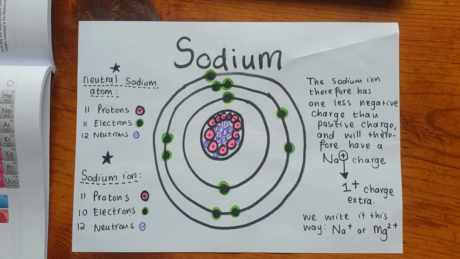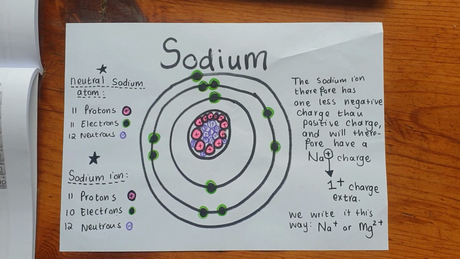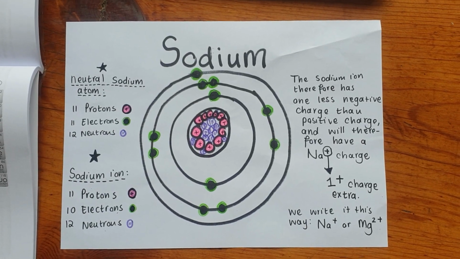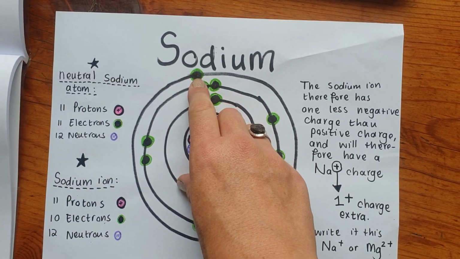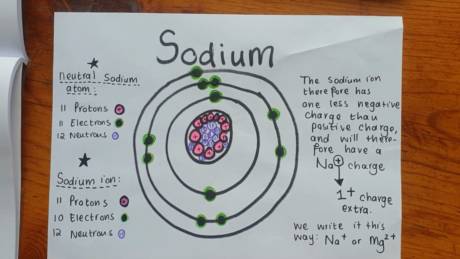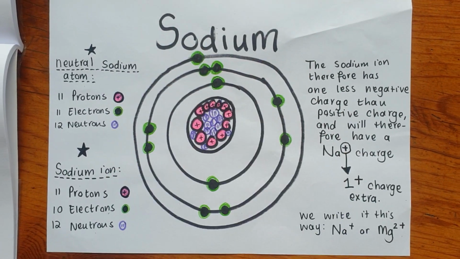Okay, let's look at ions. An ion is an atom or a molecule that has either gained or lost some of its valence electrons. A valence electron is one of these electrons on the last orbital of the atom. Let's say, for example, let's look at sodium.